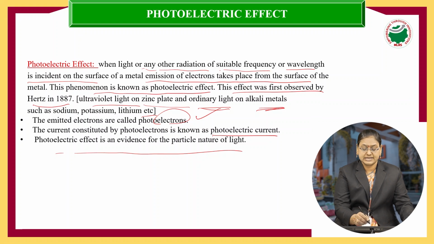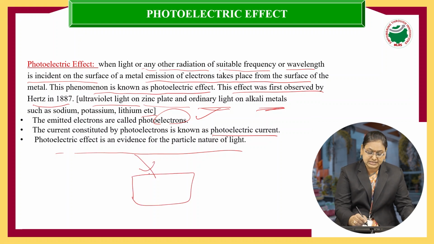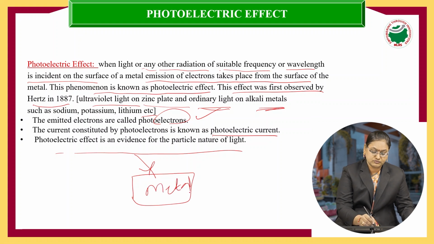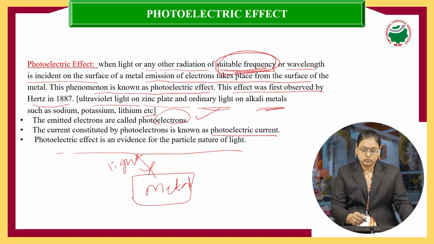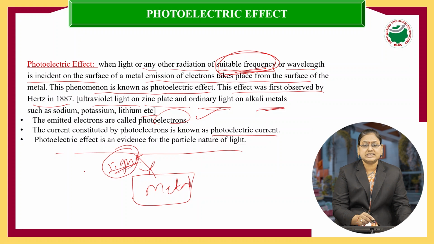This phenomenon is saying that when light of suitable frequency is incident on the surface of the metal, emission of electrons takes place from the surface of the metal. Here, suitable frequency is very important. Why? Because we know that light consists of different colors having different frequencies. So, all these frequencies are not responsible for the emission of electrons from the metal.